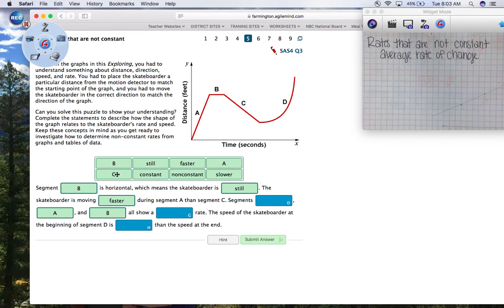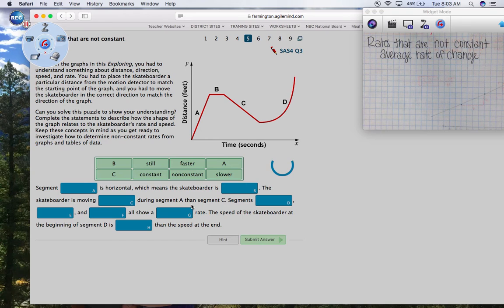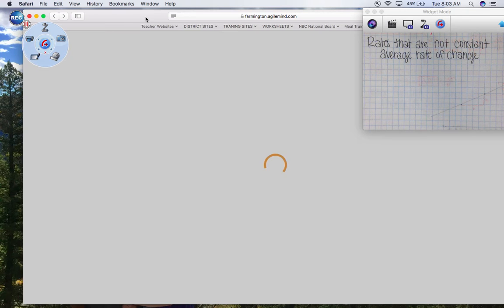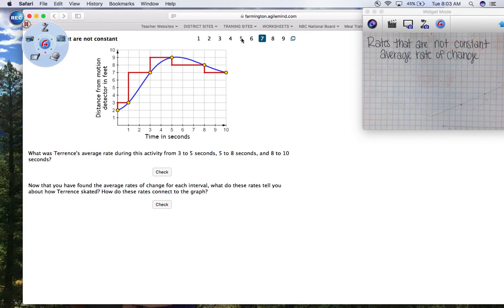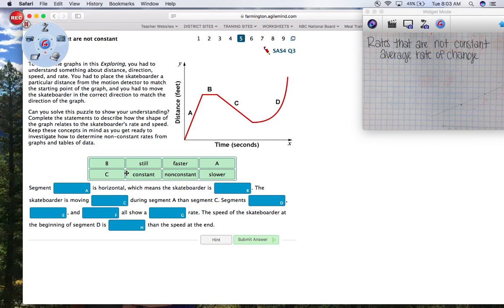B, and C. Oops. Sorry, I don't know what my computer's doing. Okay, let's try that again.